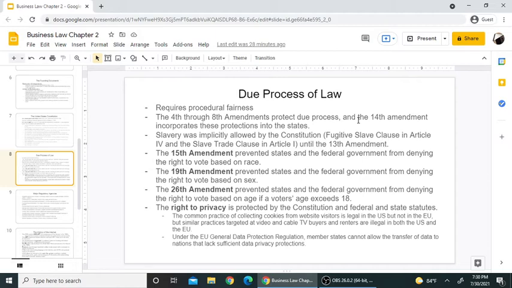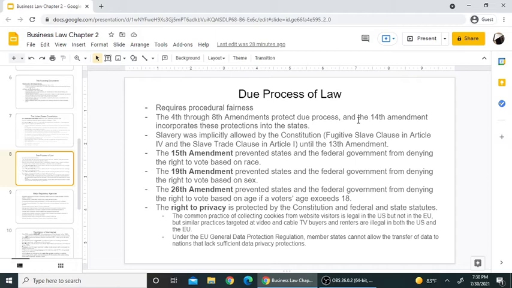So the right to privacy is usually invoked when people are talking about abortion, but it's much broader than that. It is protected by the Constitution because of mostly abortion cases like Roe v. Wade and so forth. But there are also some federal and state statutes that protect privacy in other contexts that are more relevant to business.